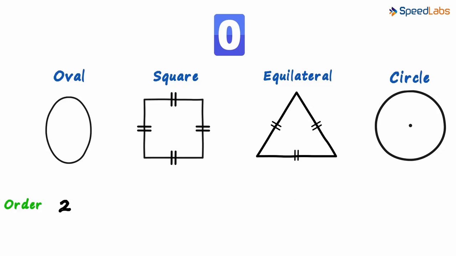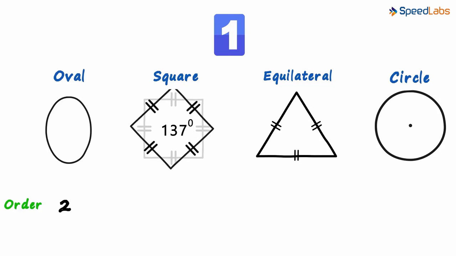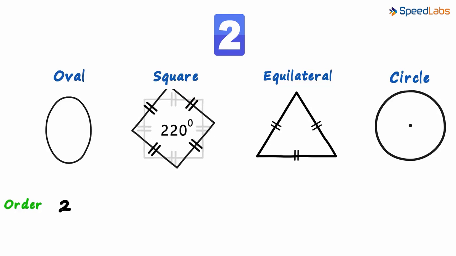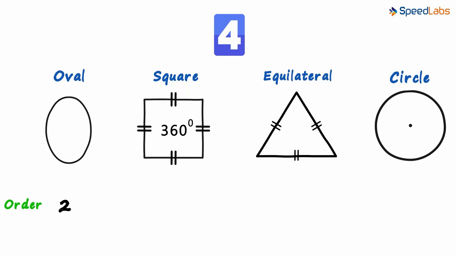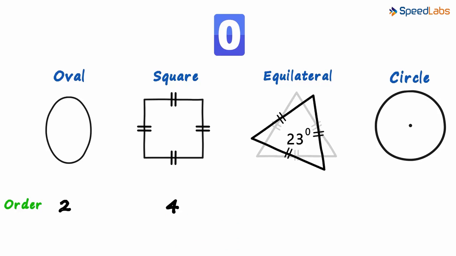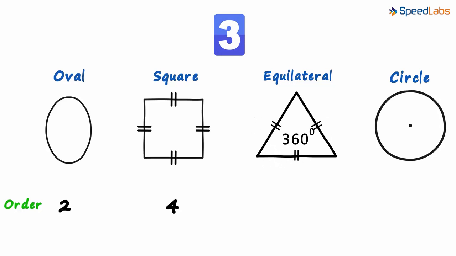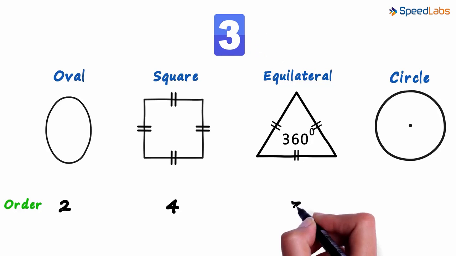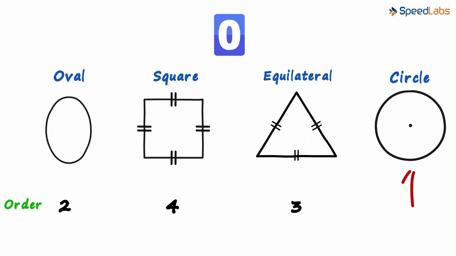Let's start rotating the square now about its center point. 90 degrees, 180 degrees, 270 degrees, and 360 degrees. Clearly, the order of rotational symmetry for a square is 4. Now for the equilateral triangle. At 120 degrees, at 240 degrees, and at 360 degrees. 3 times in one complete rotation. The order is 3.